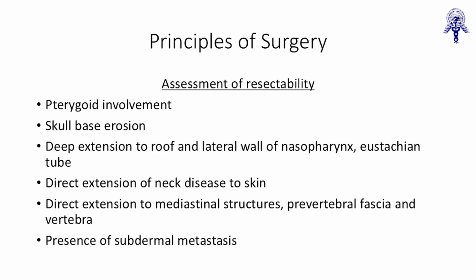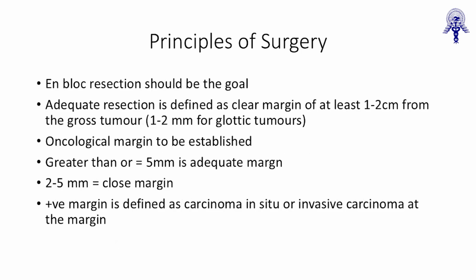Most importantly, 1, 2, 3, 4, 5, 6, these are in a nutshell. What are the principles? En bloc resection. En bloc means total resection with the tumor, and if the neck is also combined, the neck resection is also attached with it. Adequate resection means 1 to 2 centimeter from the gross tumor, 1 to 2 millimeter for glottic tumors when it's a partial laryngectomy.